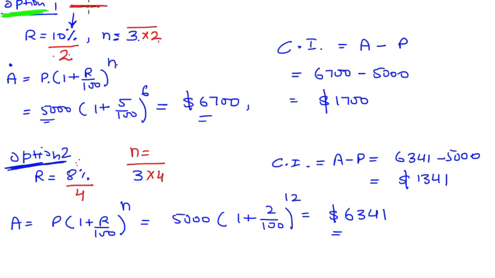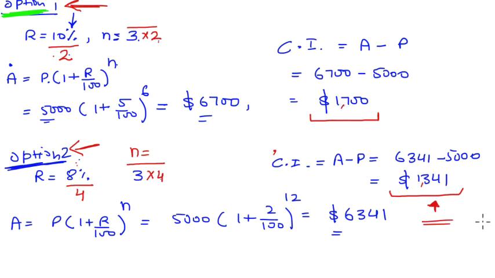So now we have results for both options. Option 1 has a compound interest of $1,700. Option 2, our compound interest is $1,341. So which one is lower amongst these two? Of course, it is option 2 that costs us less. So we will say that Bobby should take option 2 of compounding quarterly but at the rate of 8% per year, and this will cost only $1,341. Okay, so that is how you calculate.